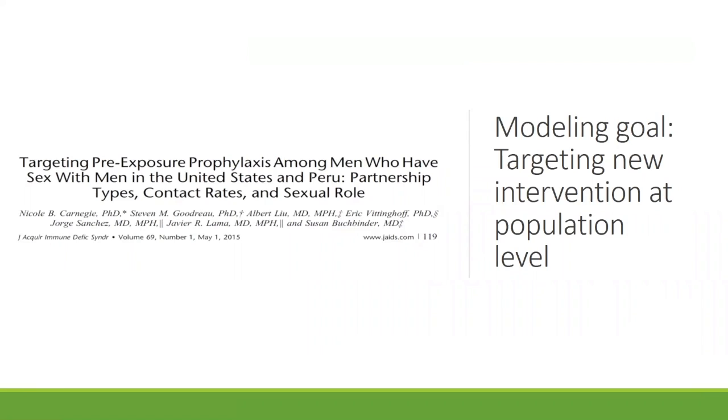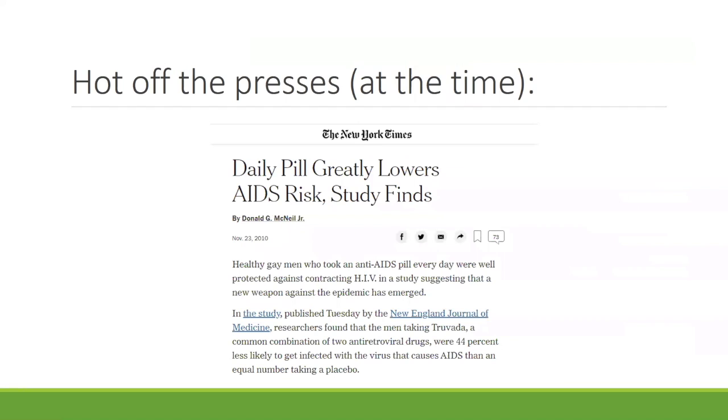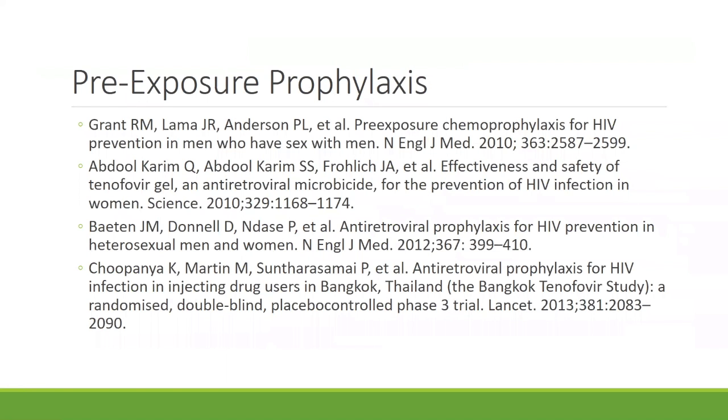All right. Next up, targeting a new intervention at the population level. So this is looking at PrEP, same setting. And so at the time we were doing this, they were just getting to the end of some of the first big PrEP studies. So this is a New York Times article about the iPrEx results. All of these studies were occurring about that time, and they're in a lot of different populations.